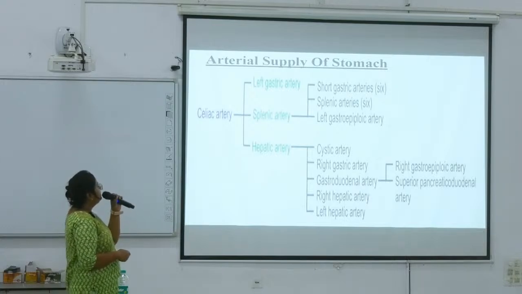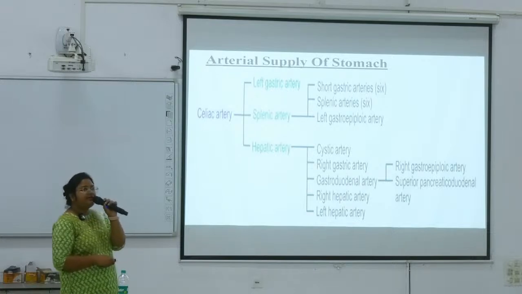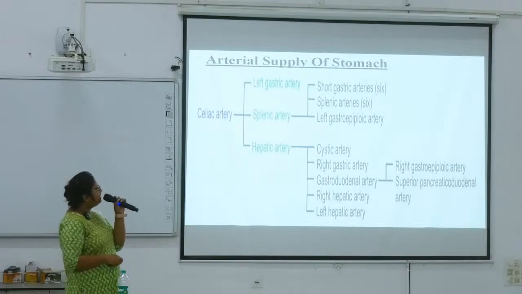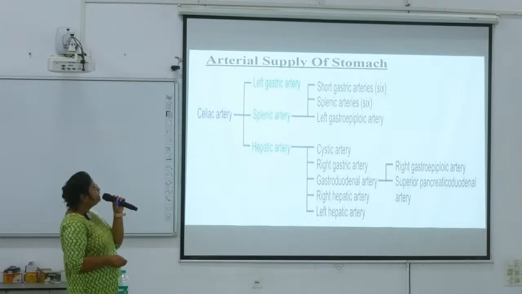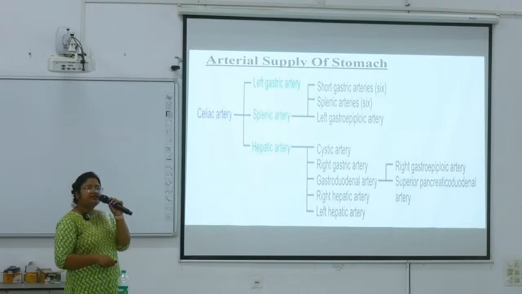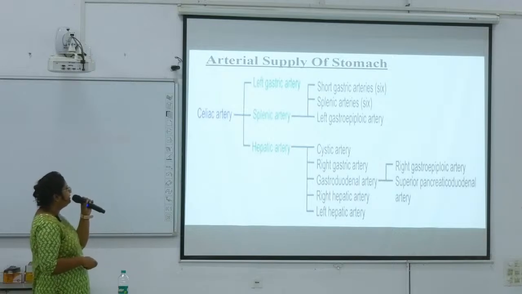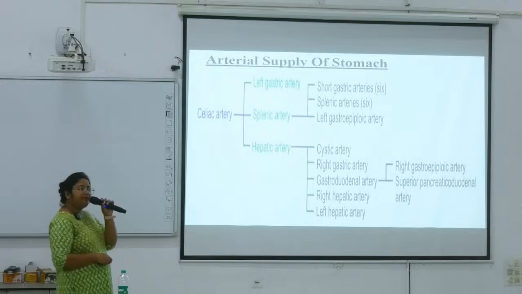Then the common hepatic artery gives the cystic artery, which mainly comes from the right hepatic artery. The right gastric artery lies along the lesser curvature of the stomach. Then the gastroduodenal artery divides into the right gastroepiploic artery, which lies along the greater curvature of the stomach, and the superior pancreaticoduodenal artery, which lies in the groove between the head of the pancreas and the second part of the duodenum. Two hepatic arteries are given, right hepatic and left hepatic artery. These are the branches coming from the common hepatic.